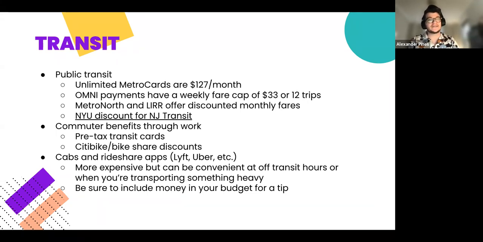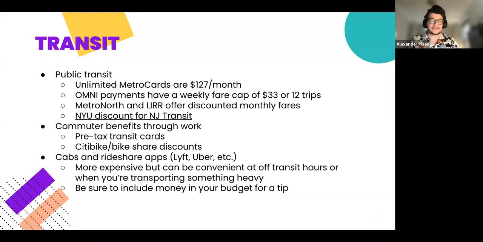Once you start working in the city, your employer may offer commuter benefits. That's how I actually pay for transit. I have a transit card, and I can either use it as a debit card at the taps for Omni, or I can use it at the machines to load up a Metro card. And it's pre-tax money, which saves you a little bit. Some employers also offer discounts for things like Citi Bike or Bike Share. So maybe you live in Brooklyn and your office is just a bike ride away. That may be a great option for you.